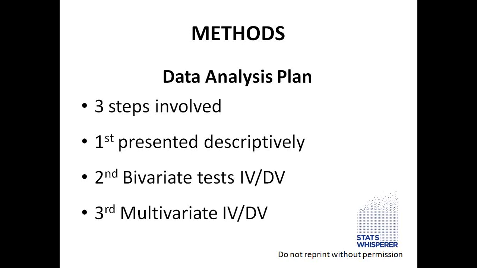Okay, so the data analysis plan, it's nice to state the number of steps that will be involved in the data analysis plan. Okay? And for us, our first step is to look at the variables descriptively, the univariate level of analysis, the means and percentages. Second, to test the bivariate relationships between the independent and dependent variable. And third, look at the relationship between the independent variables and the dependent variable at the multivariate level, the joint effects of all those independent variables on the dependent variable.